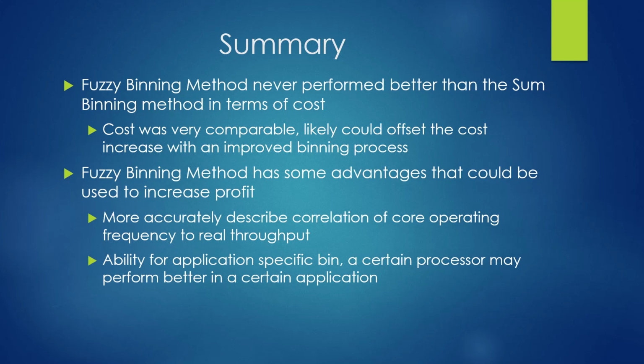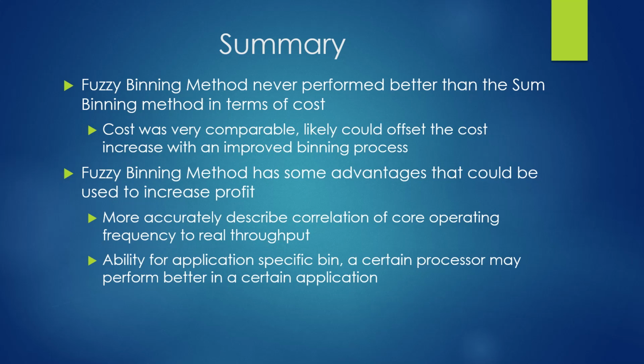So to summarize the performance of the fuzzy binning method compared to the non-fuzzy, it was shown that in all cases in my simulation, the fuzzy binning method did come with an added cost compared to the sum or the min-max binning methods. But the cost was still comparable. It wasn't extremely off. It wasn't extremely more costly to use the fuzzy method. So as long as we could negate some of that added cost by improving our bidding capabilities, it could actually be justified to use a fuzzy bidding method.